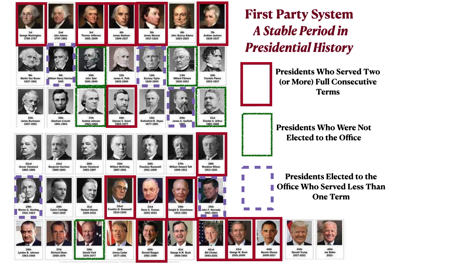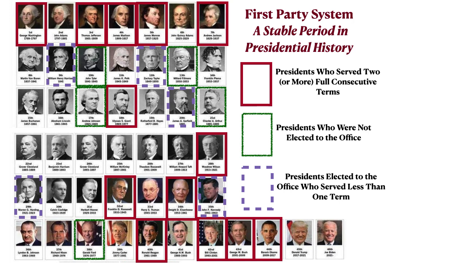I also want to emphasize that the first party system was a relatively stable period in presidential history. There were some pretty nasty presidential elections. I'll talk about that in a few minutes. But by stable, I just mean that most presidents during this period served for full two terms. What I've done here is I have a photograph and the years in office of every president of the United States. And I put a heavy red box around every president who served two, or in the case of Franklin Roosevelt, more than two, full consecutive terms.